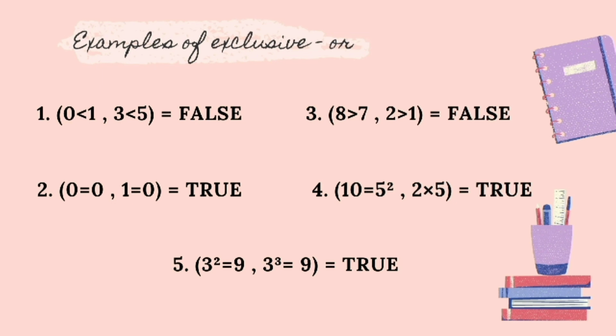Number 3. 8 is greater than 7, 2 is greater than 1. This statement is false because P and Q are both true. Number 4. 10 is equal to 5 squared, 10 is equal to 2 times 5. This statement is true because P and Q have opposite values. Number 5. 3 squared is equal to 9, 3 raised to the third power is equal to 9. This statement is true because P and Q have opposite values.